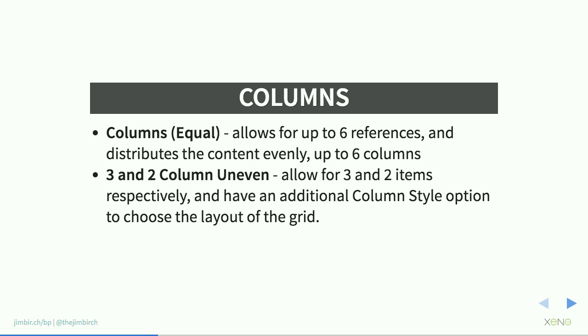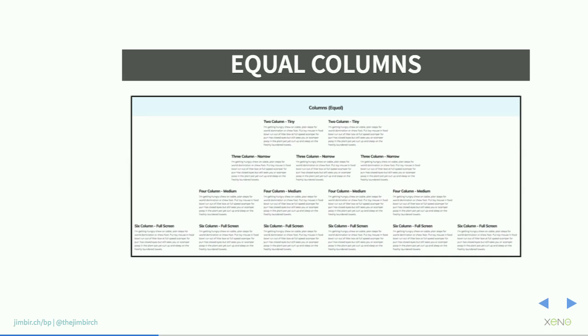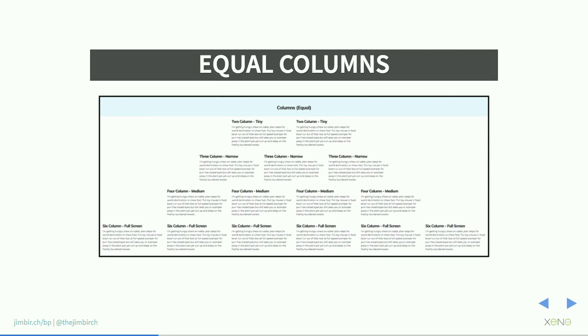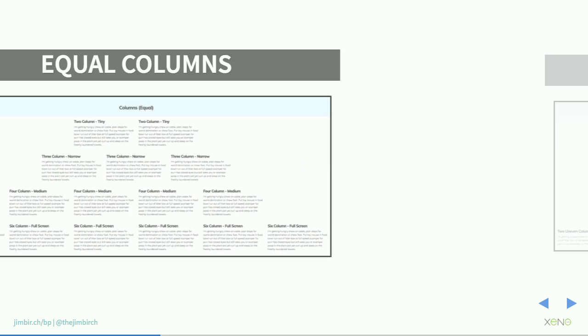The 3 and the 2 column uneven, we separated these out into their own bundles because we have an additional field on it called column style where you can set the different widths. And we'll go through that now. So here's the equal columns. I'm showing the width options all the way down, but you have 2, 3, 4, and 6. There's no 5 in Bootstrap. It's a grid of 12. If people do put in 5, it assumes the 6 styling.